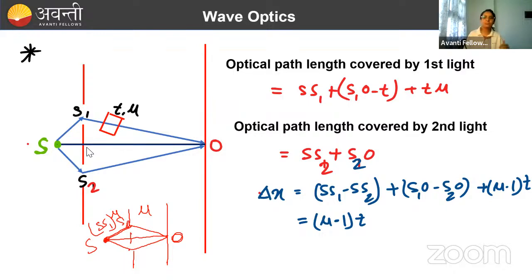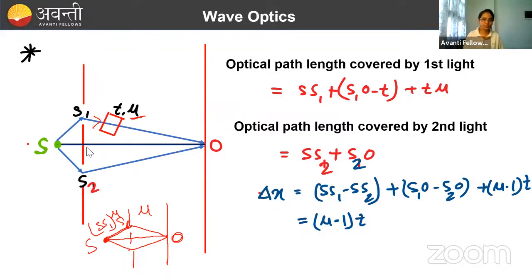Since we were seeing the length difference only in media where the refractive index was 1, the difference was not coming into account. But here it will come into account. Why? Because in the path of the first slit, I have inserted a medium of different refractive index mu, and the thickness of this medium I have taken as T.